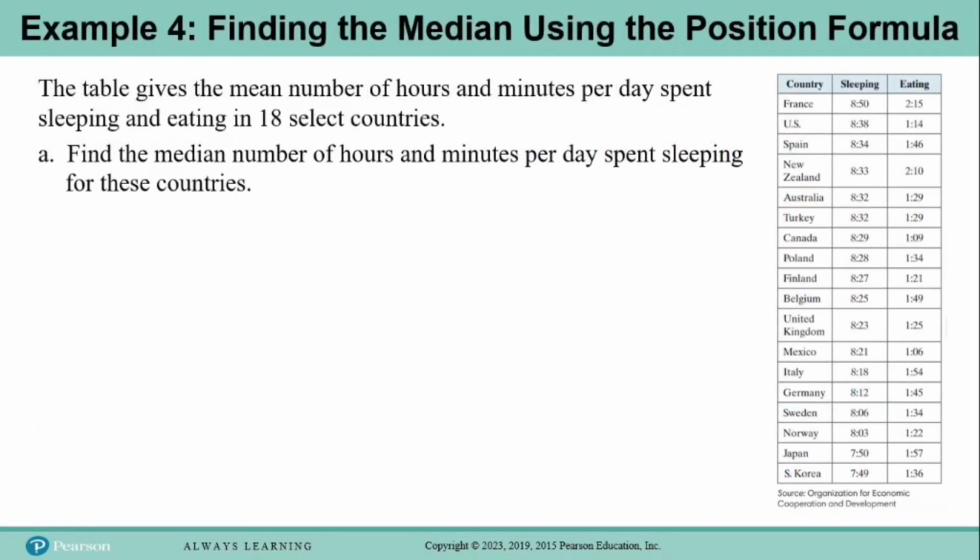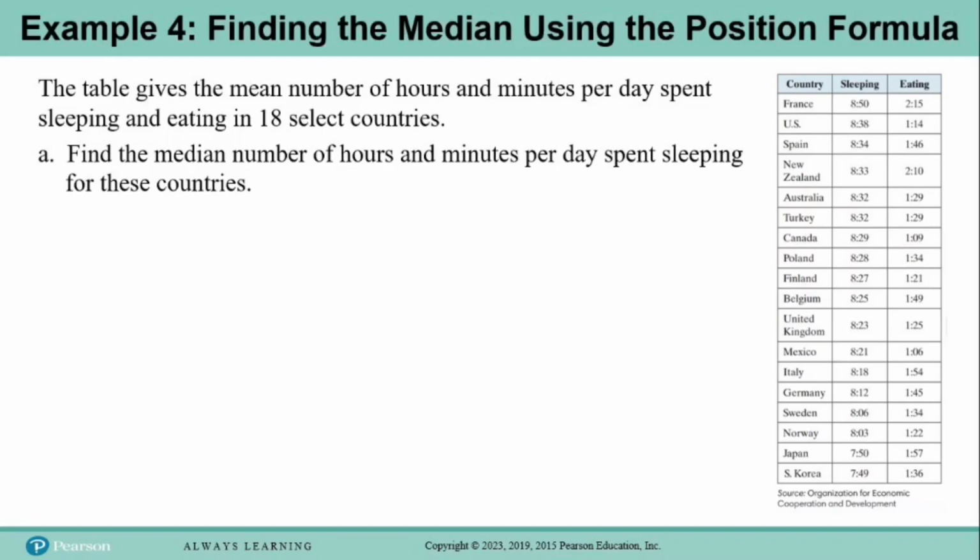Now let's look at example 4 together. So it says the table gives the mean number of hours and minutes per day spent sleeping and eating in 18 select countries. So we have 2 sets of data here, the time spent sleeping and the time spent eating, and this is a sample of countries in the world because of course there are more than 18 countries in the world.